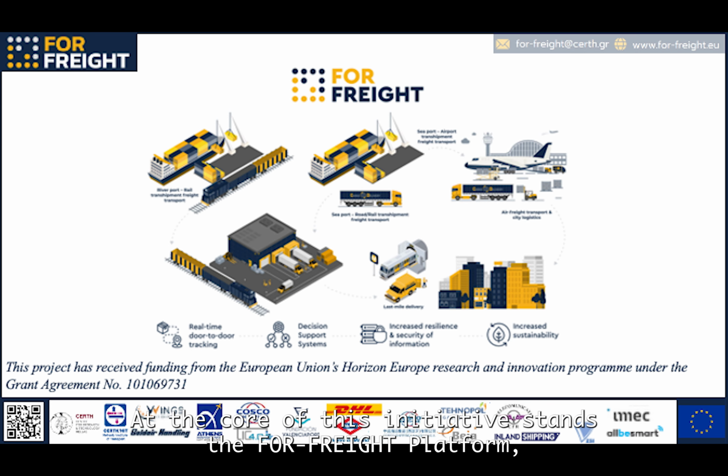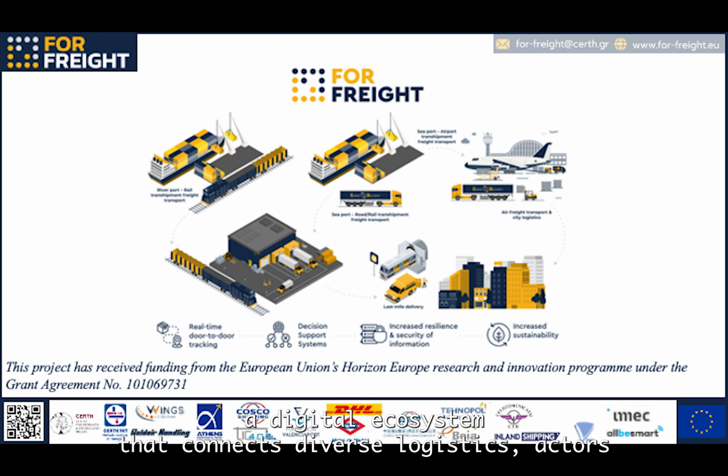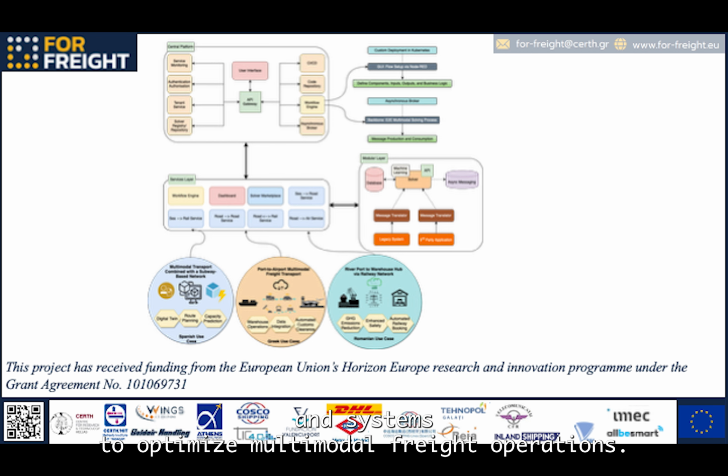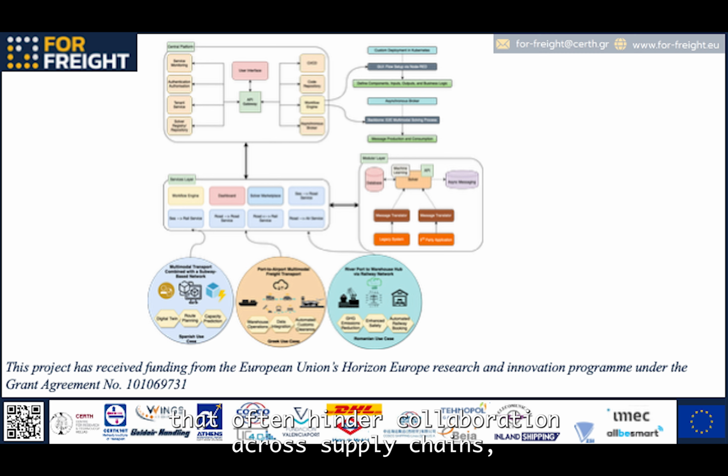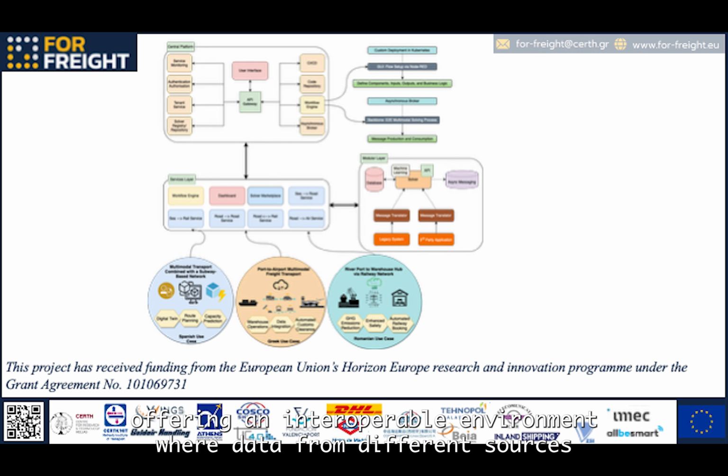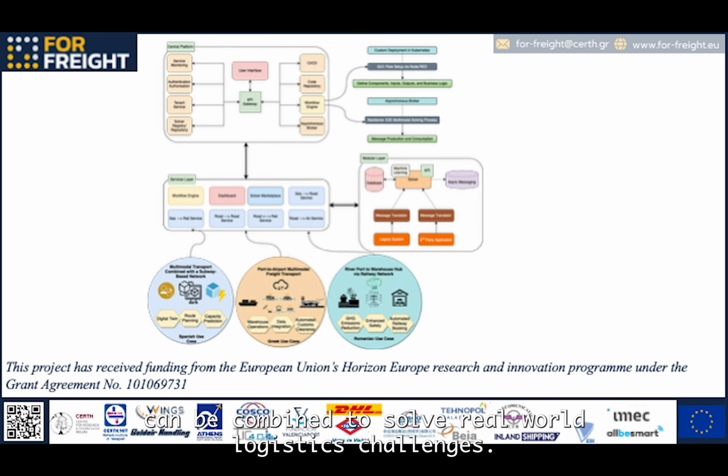At the core of this initiative stands the ForFreight platform, a digital ecosystem that connects diverse logistics actors and systems to optimize multimodal freight operations. It addresses the digitalization gap and fragmentation that often hinder collaboration across supply chains, offering an interoperable environment where data from different sources can be combined to solve real-world logistics challenges.